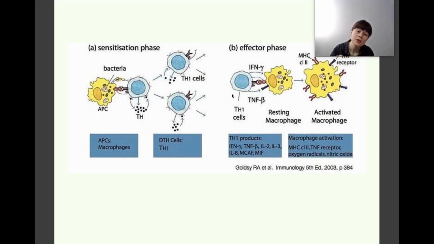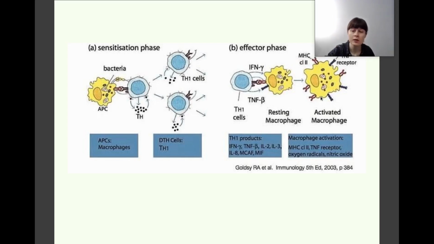I need to mention that interferon gamma is the key cytokine of type 4 reaction. It activates resting macrophages into activated macrophages, and these activated macrophages start producing a lot of cytokines.